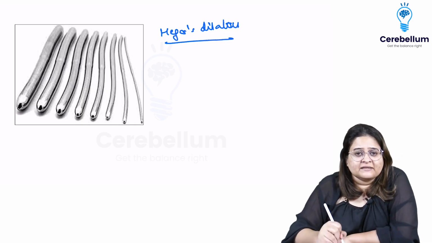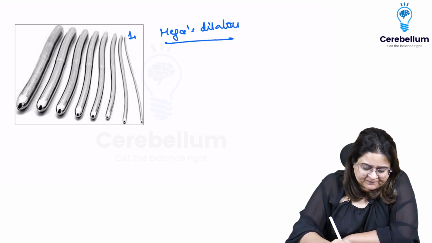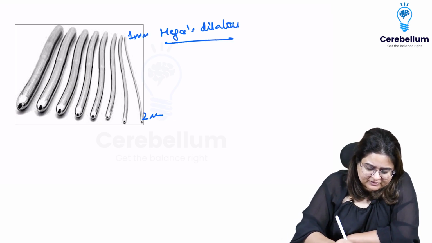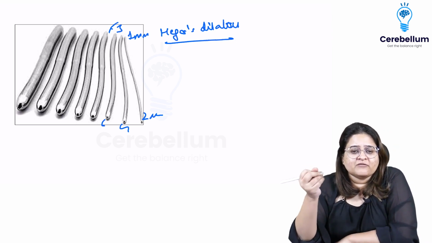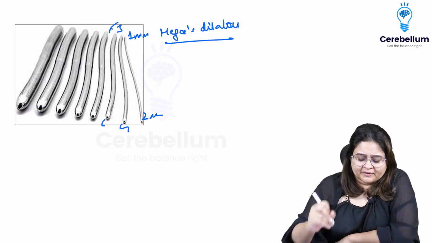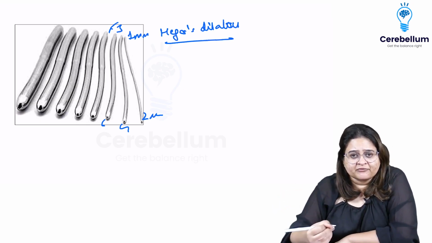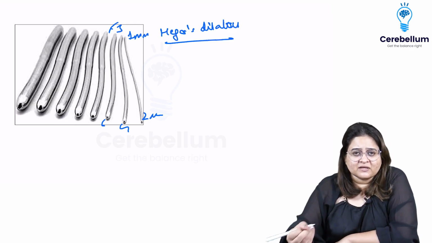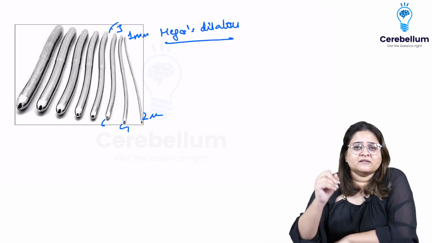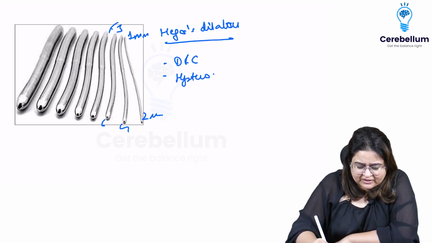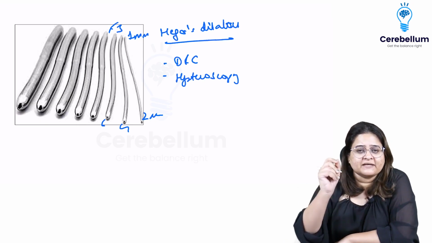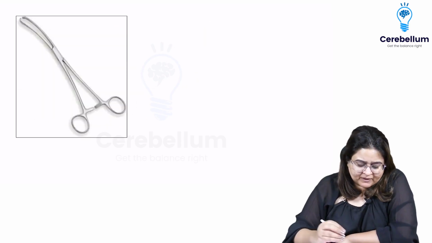They are metal dilators which start with a diameter of 1 millimeter, 2 millimeter, 3, 4, 5, 6, and so on and so forth. Usually, the largest is 12 millimeter or 14 millimeter. Since dilatation is painful, it's usually done under local anesthesia or general anesthesia, because mechanical dilatation is going to be painful. So it's done before DNCs, or if you're doing a hysteroscopy using a larger size scope, you may have to dilate the cervix beforehand.